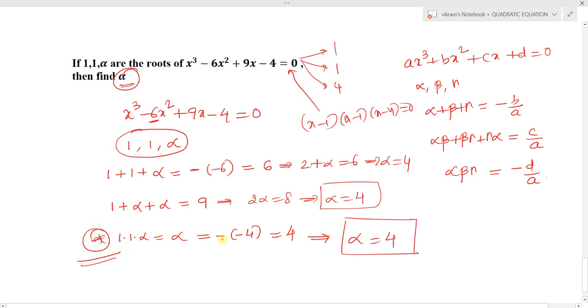The product of the roots is nothing but minus the constant term by the leading coefficient. So minus of the constant term, minus of minus 4, equals 1 into 1 into alpha, which is the product of all the roots. I think you understand how we are solving using the relation between the coefficients of the given polynomial and the roots of the given polynomial equation.